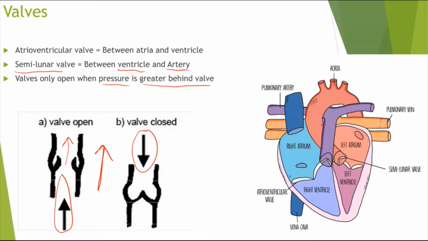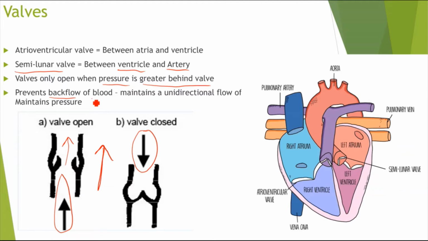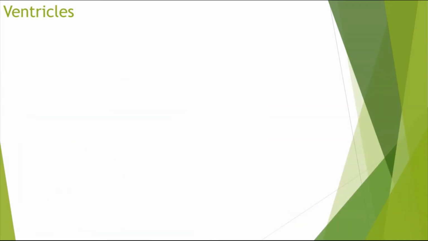So why is this important? This prevents the backflow of blood, and this maintains a unidirectional flow of blood. Unidirectional just means that this is in one direction, and this in turn maintains the pressure of the blood, which is very important.